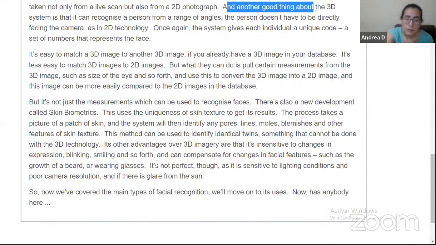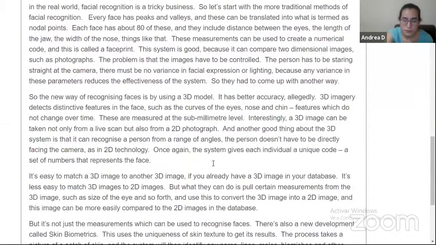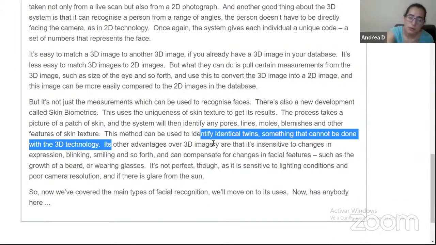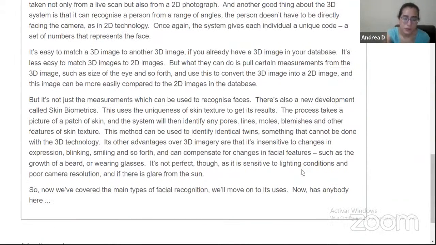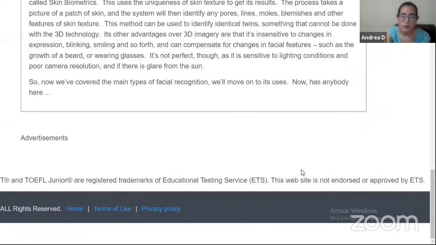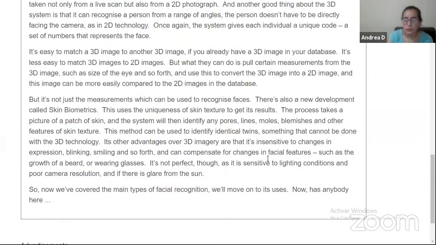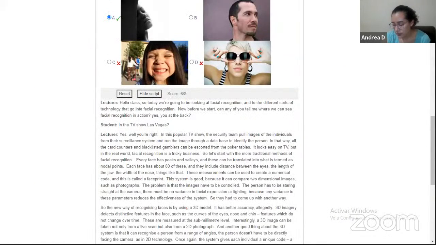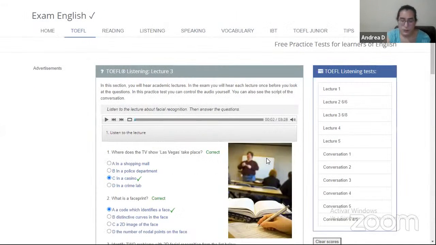It's not perfect though, so there you have the disadvantages. I think you actually have a phrase like, its other advantages over 3D imagery are that, and then you have a list of things. So pay attention to those hints that you're going to get over the course of the listening, because that will help you.